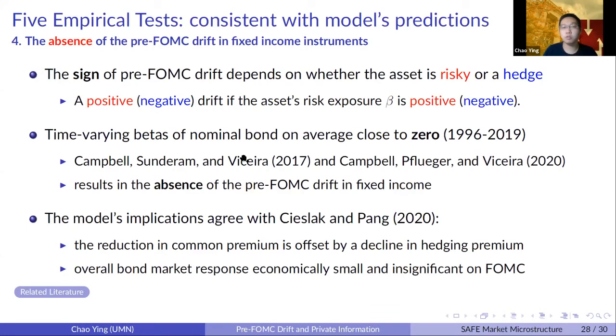This prediction also agrees with Sliacek and Wang, who find that the reduction in the common premium is offset by a decline in hedging premium on the bond market around these FOMC announcements. That's why they conclude that the overall bond market response is pretty small.